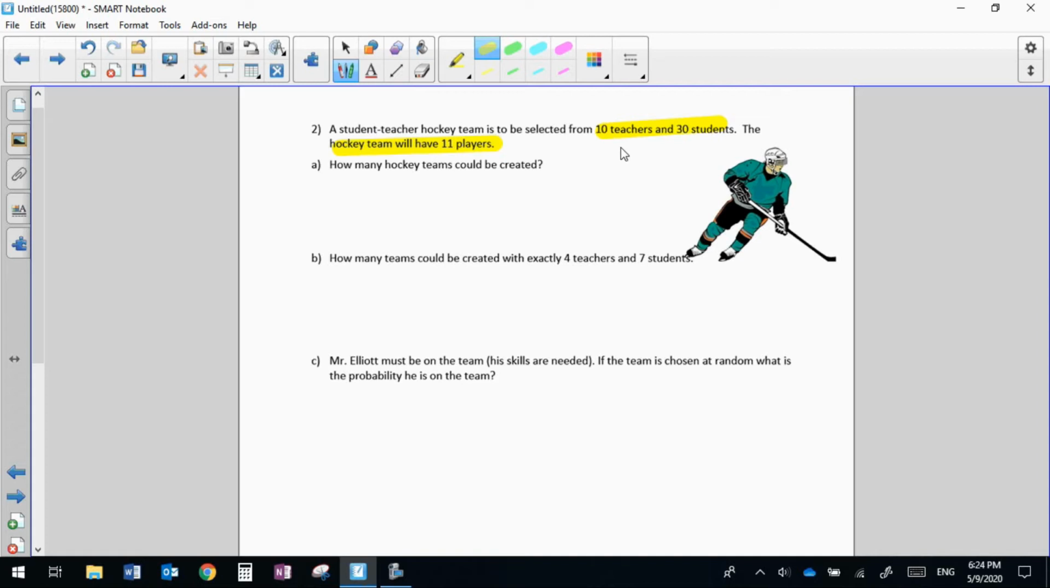We have 40 possible people to select from for the team's 11 positions. So there's 40 choose 11 possible teams. That is a very large number. Okay, over 2.3 billion possible teams.